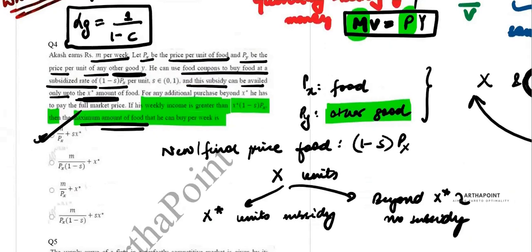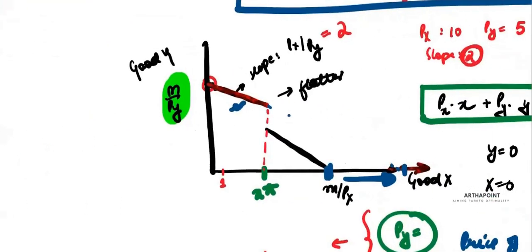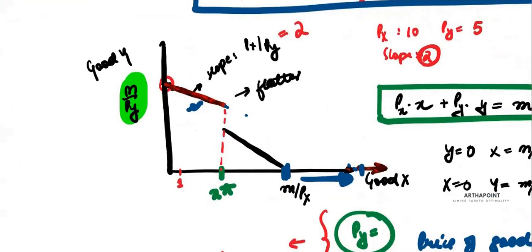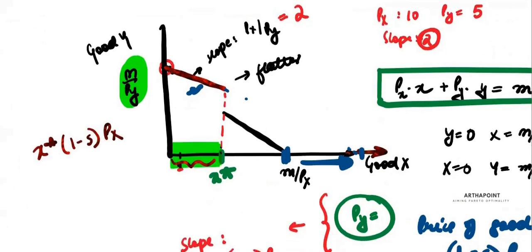So we just have to go ahead and you can analyze it from here also. You are spending your entire income on good X. So definitely you are consuming all the units. The first X star units are consumed at a subsidy. So you're first consuming these X star units for sure. But you're consuming this at 1 minus S into Px. And this is your expenditure on that.